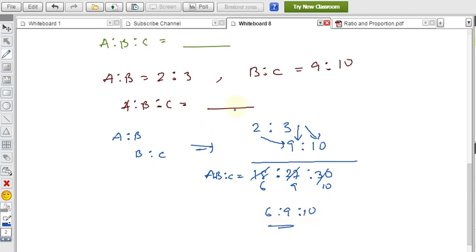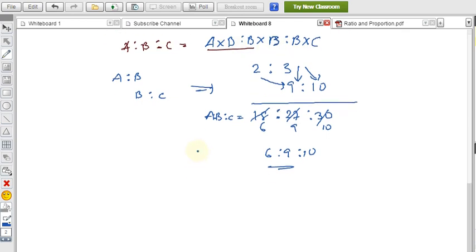So can you write the formula then? A into B is to B into B is to B into C. Okay, you can remember it in this way. One more example I'll tell you.